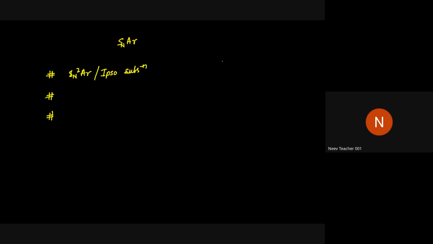So what do you mean by ipso? If I have a compound like this and X, why do we call it ipso substitution? Anyone knows why we call it ipso substitution? Sir, is it something related to the para position?